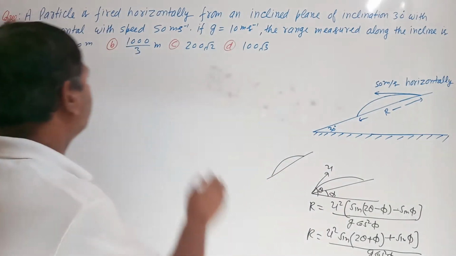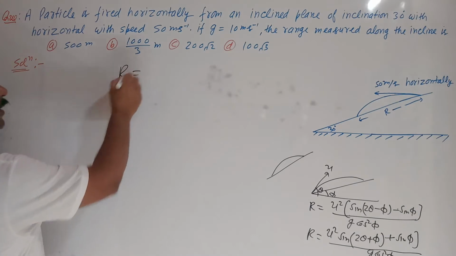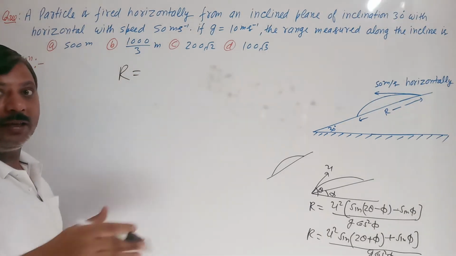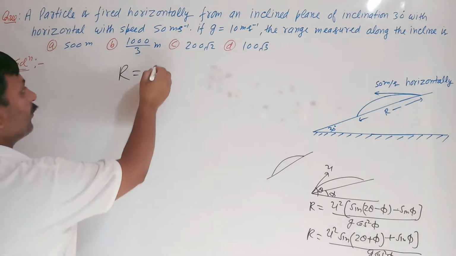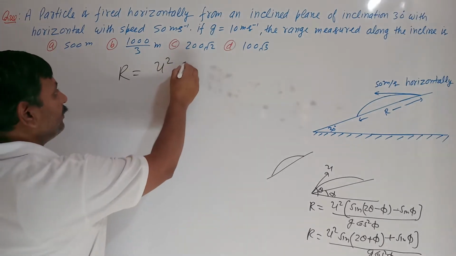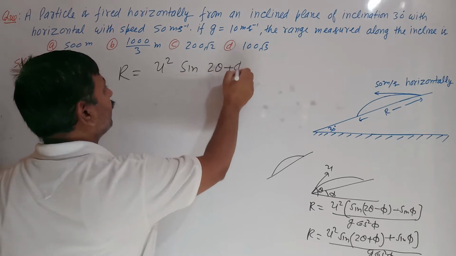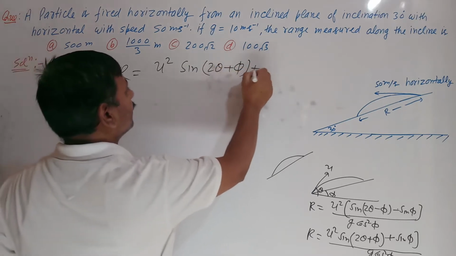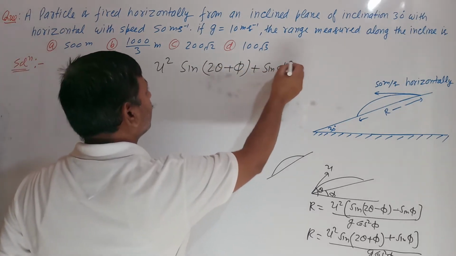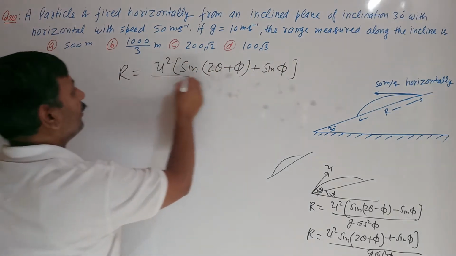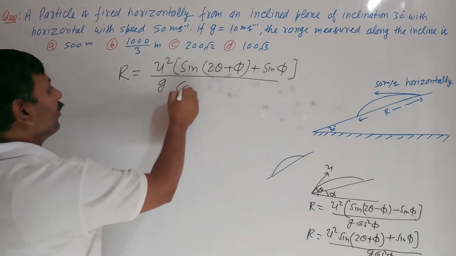So here, if body is projected downward with angle theta from the horizontal, the formula is u square sine 2 theta plus phi plus sine phi divided by g cos square phi.